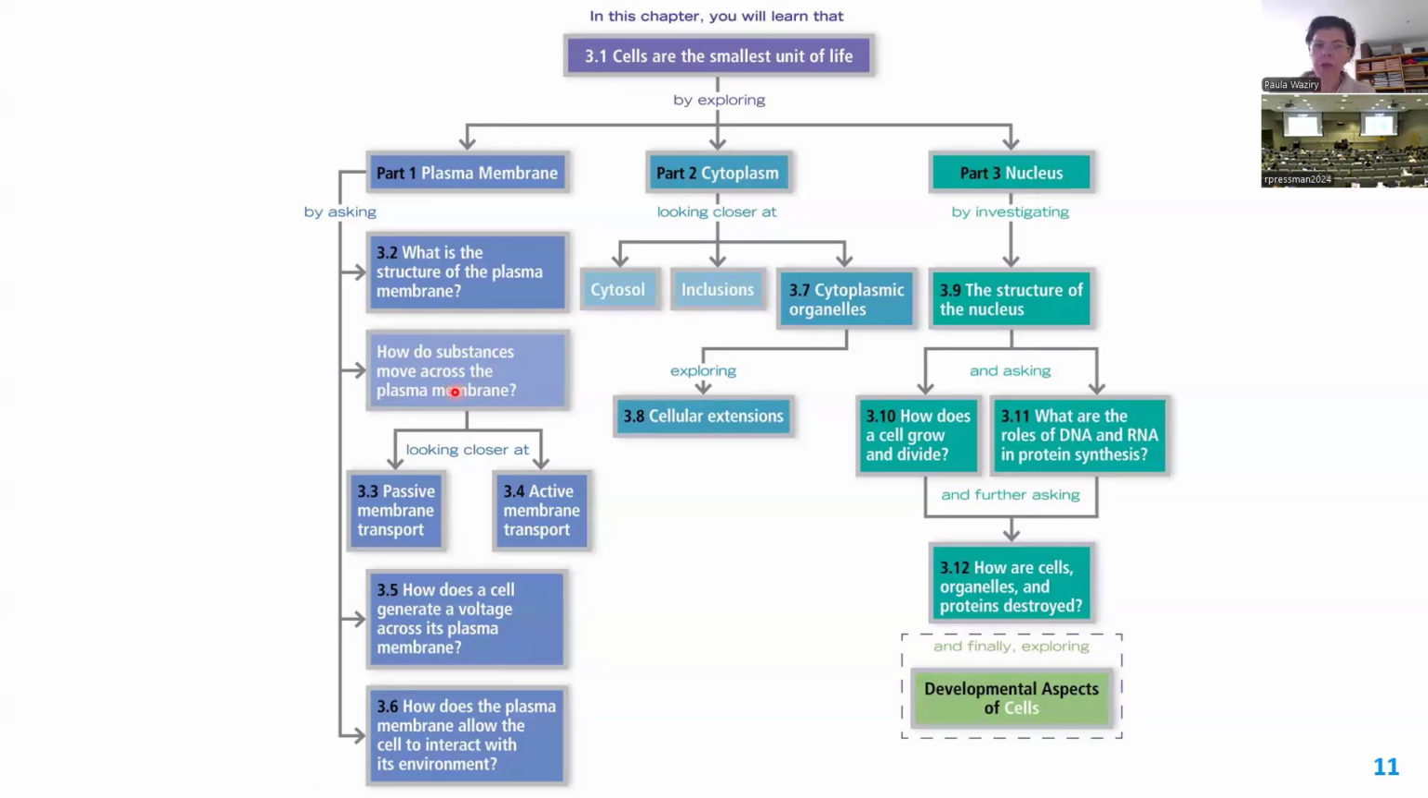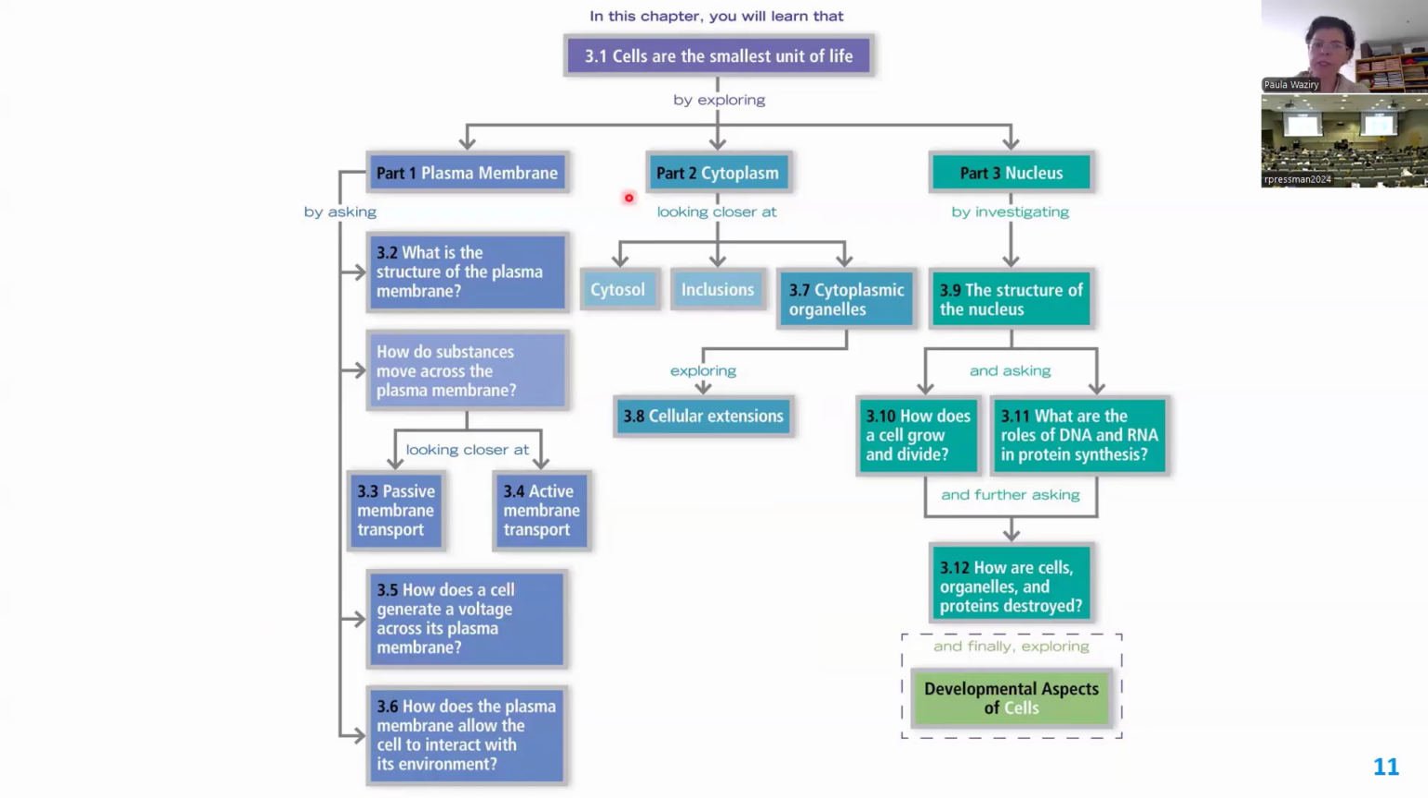You're going to have to know two types of transport. One of them is active, and the other one is passive. Besides that, you also have to know how the membrane gets a voltage potential and how the inside of the cell gets to be more negative than the outside of the cell.